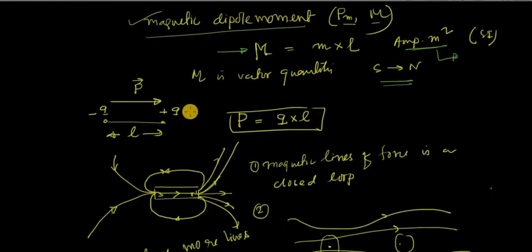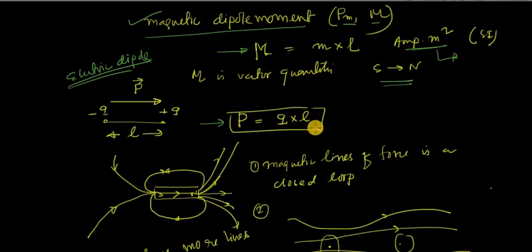Just compare it with an electric dipole. In an electric dipole we have two charges, one positive and another negative, -Q and +Q, having separation L. This combination is also called an electric dipole, and it is associated with the electric dipole moment P, which is given by charge times separation, P = Q × L.